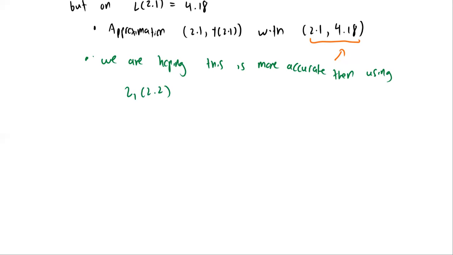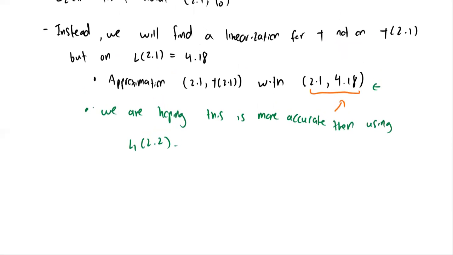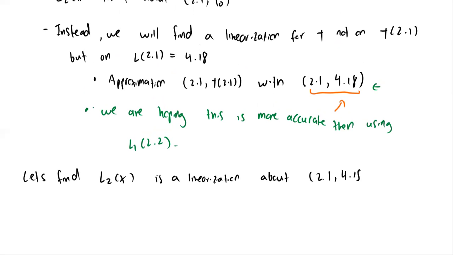And again, the reason why is because the further we move away from the x value 2, the worse this linear approximation, this linearization gets. So we're hoping that doing a new linearization about this approximate point is going to be more accurate. Now I'm going to do the work, and then I'm going to show you a picture of what we did. Okay. So let's find this second linearization, and that's why I'm using subscripts. So let's find L2 of x, which again is a linearization about the point (2.1, 4.18). As before, we need two things.